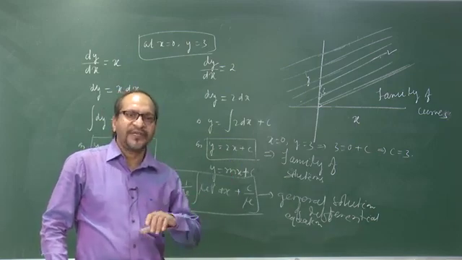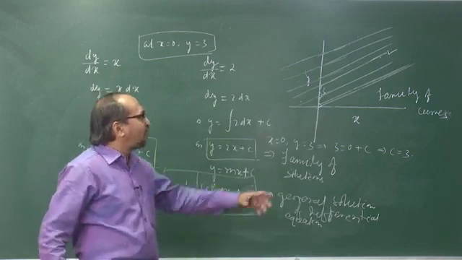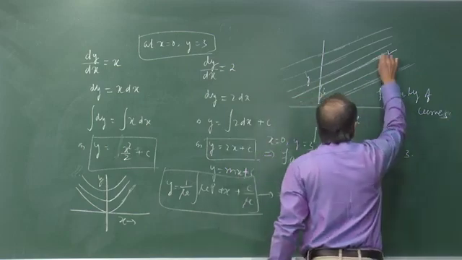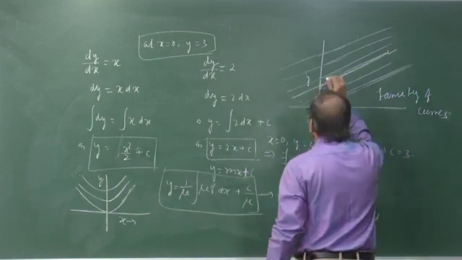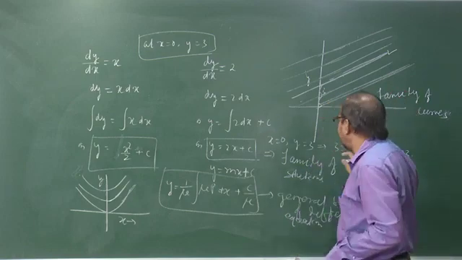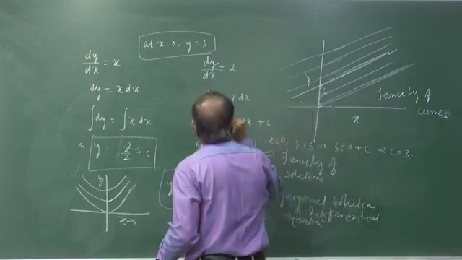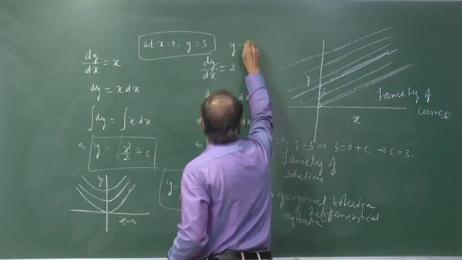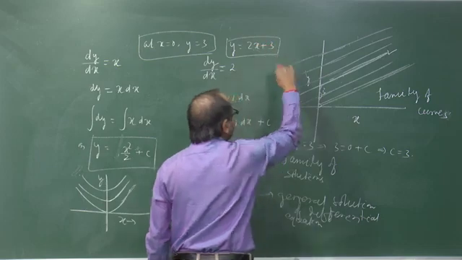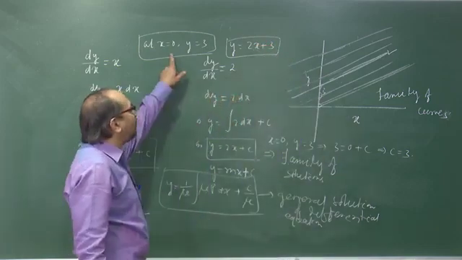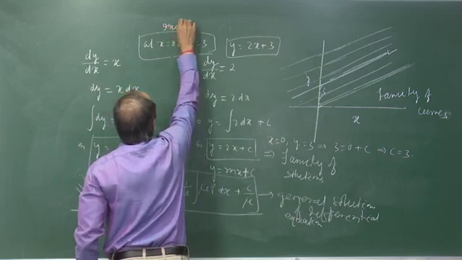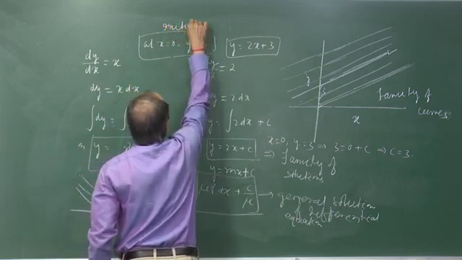As you can fix the value of c, you can fix the solution. So, instead of having an infinite number of solutions, out of all these families, only one curve gives the particular solution of this differential equation. For this initial condition, the particular solution is y is equal to 2x plus 3, because we have assigned the value c is equal to 3 from this initial condition. These are called initial conditions.